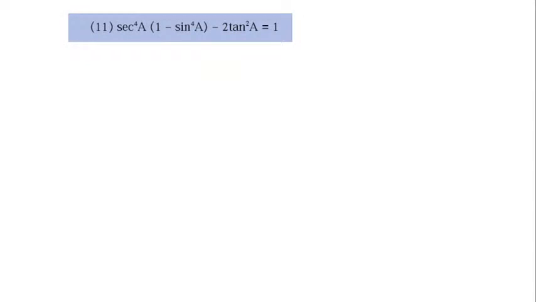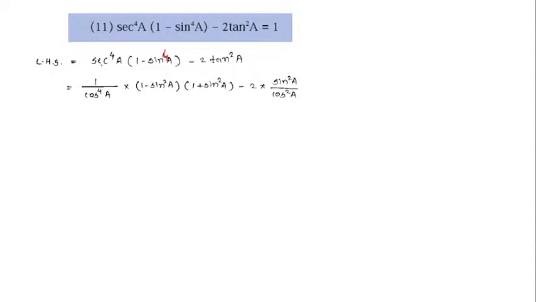Sec raised to 4a into bracket 1 minus sin raised to 4a minus 2 tan square a is equal to 1. Now we have to use the next method. Again we have to consider the left hand side, which involves sec raised to 4a into bracket 1 minus sin square a minus 2 tan square a. So instead of sin square a we should write here sin raised to 4a. That's a mistake here. So this is the left hand side. Instead of sec raised to 4a we can replace it by 1 divided by cos raised to 4a into, we have the expansion formula for this one.